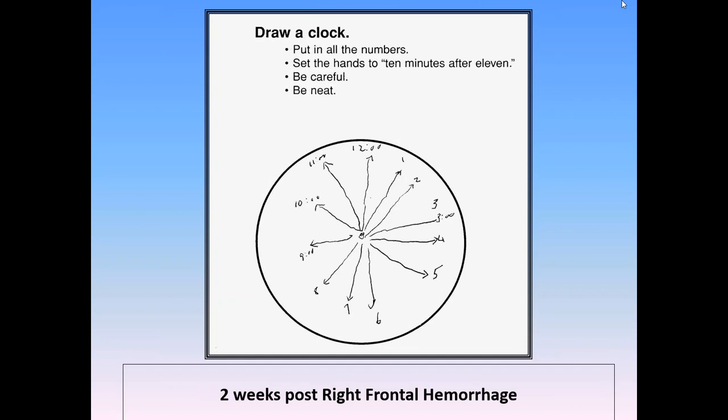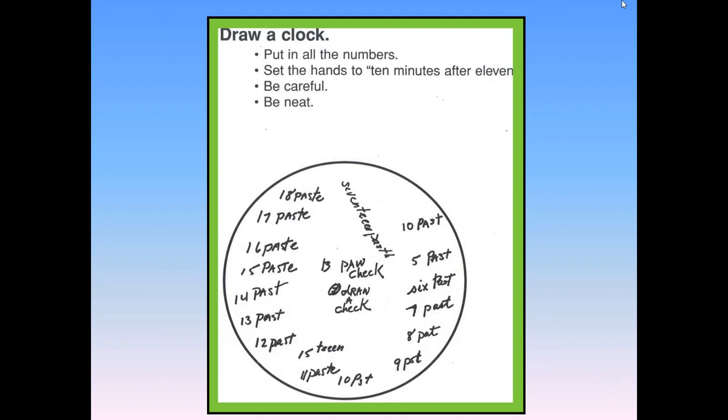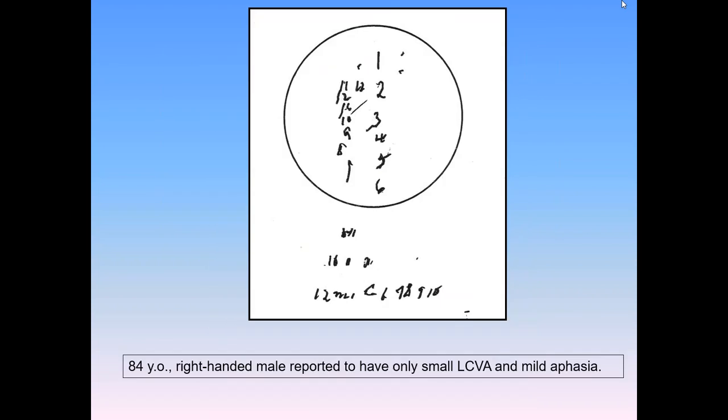Here's a right frontal hemorrhage, 2 weeks post, and a perseveration of hands. Here's a severe perseveration in what we call carryover, and this person uses both words and numbers, 10 past, 5 past, and past becomes paced, and 15 has multiple E's in it, and so forth. So really picked up the perseveration, and even then copied draw a, not clock, but a check, and paw cheek, an interesting clock.